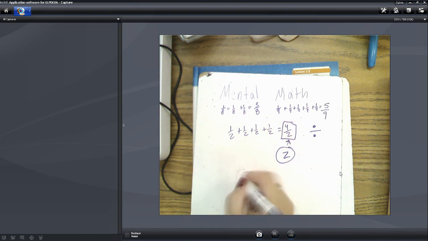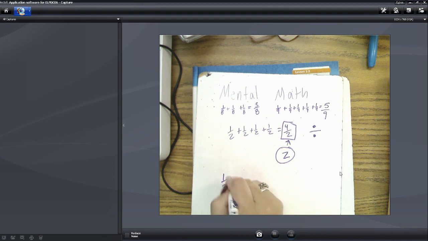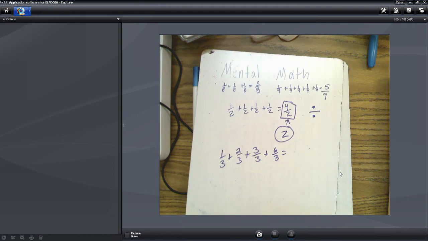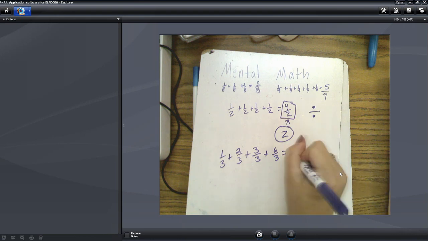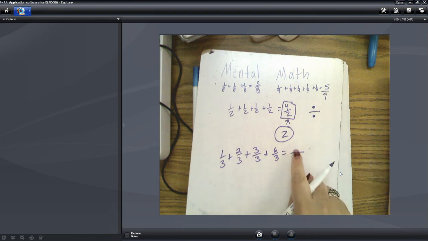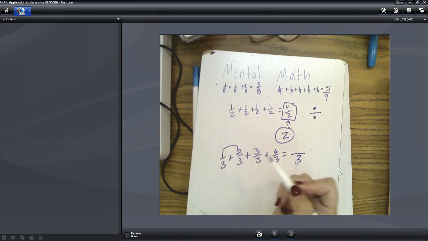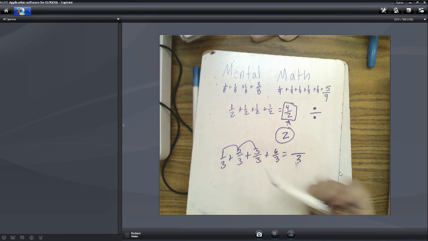Awesome. Let's see if you can do one on your own. 1/3 plus 2/3 plus 3/3 plus 6/3. Oh, it's going to be tricky. All right, I know my denominator stays the same, so my denominator will stay 3. All right, 1 plus 2 is 3. Plus 3 is 6. Plus 6 is 12.